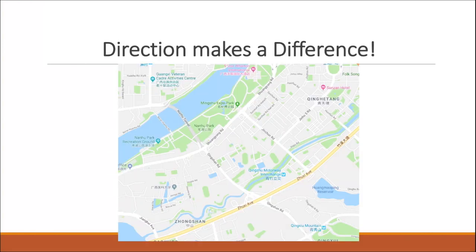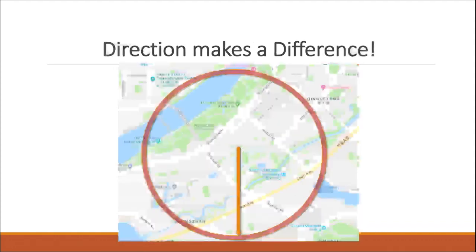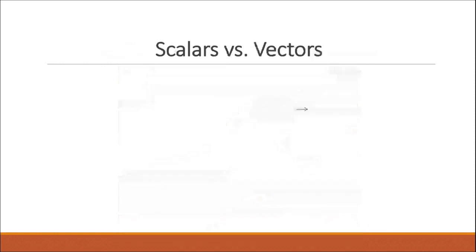In life, direction makes a difference. If I tell you I am 1 kilometer away from Nanning number 3 school, you do not know where I am. You know I am somewhere on this circle. If I want you to know precisely where I am, I need to tell you I am 1 kilometer south of Nanning number 3, and that tells you I am here. But we don't always need a direction. Some measurements do not need a direction, while others do. We divide those into scalars and vectors.